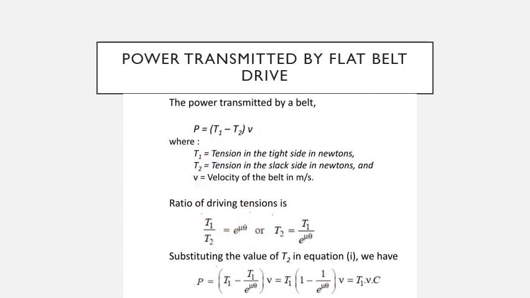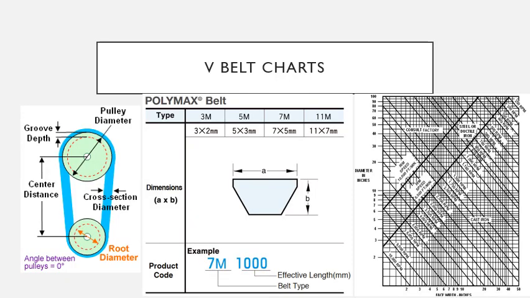There are a variety of belts available in the market, and a variety of charts which are available. This is just an example. Let's suppose the product code is 7M1000, then this means that the width is 7 millimeters, 5 mm is the thickness of the belt, and 1000 is the effective length.